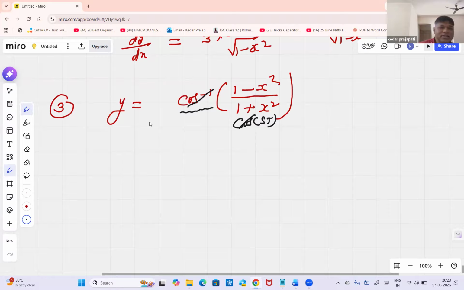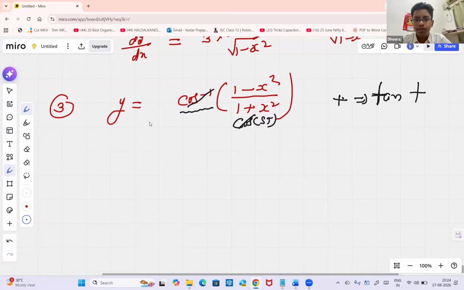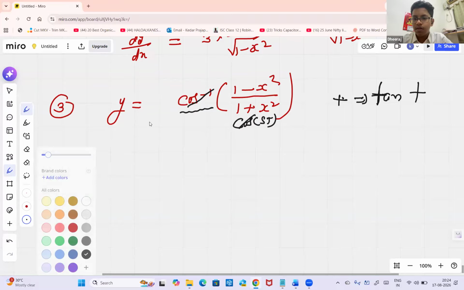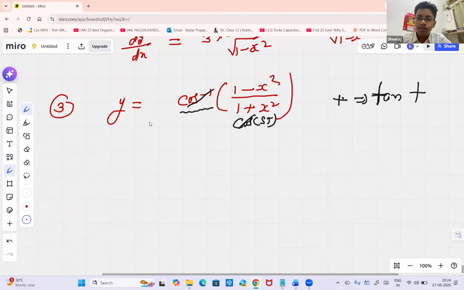Right? And I told you how to apply these shortcuts. If in the denominator plus is there, this plus in the denominator looks like tan. This plus is the indication of tan. Right? So what we will write here is x equal to tan theta. Put x equal to tan theta.